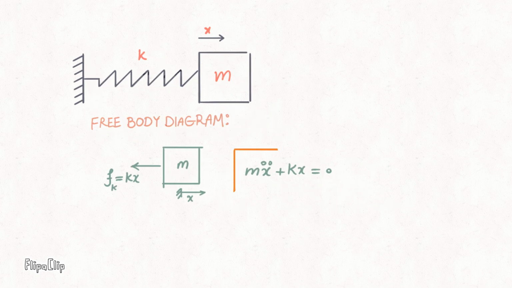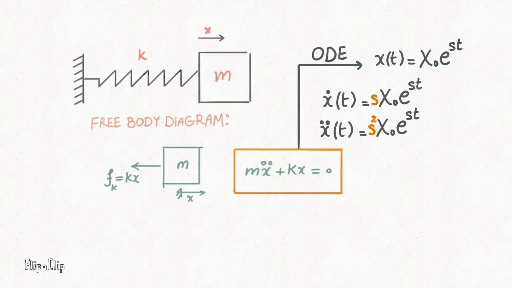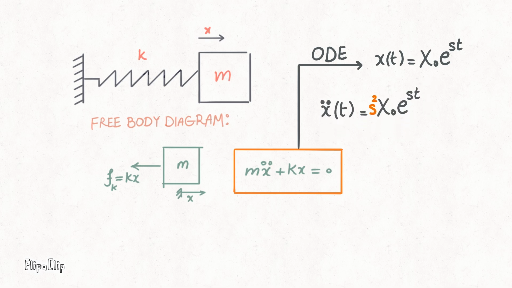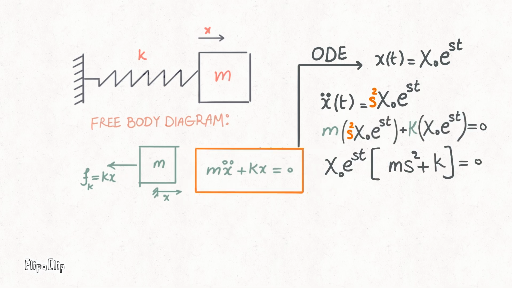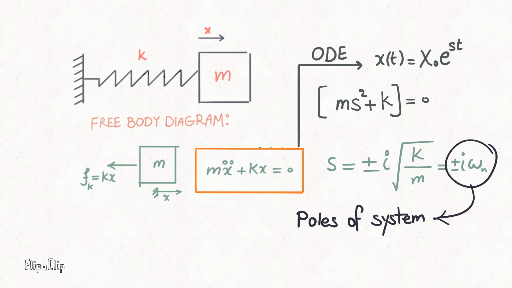To solve it, we guess a solution in the following form, which isn't as arbitrary as it might seem. Observing the system's behavior reveals a sinusoidal pattern guiding us to this solution. By differentiating x and substituting it in the ODE, we can derive the characteristic equation and solve for s, which gives us the poles of the system.